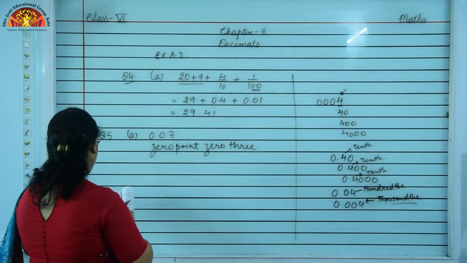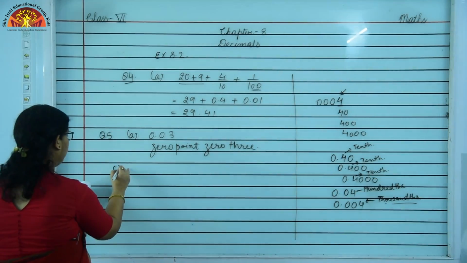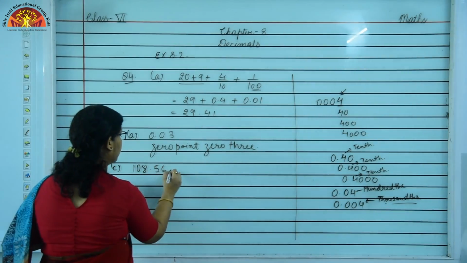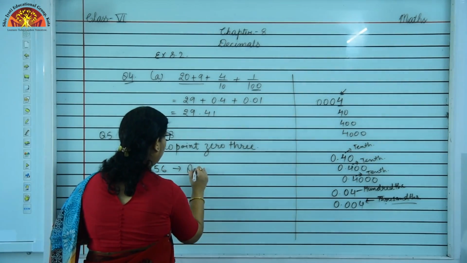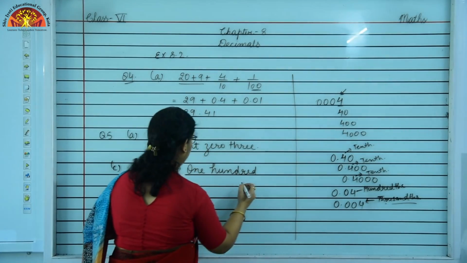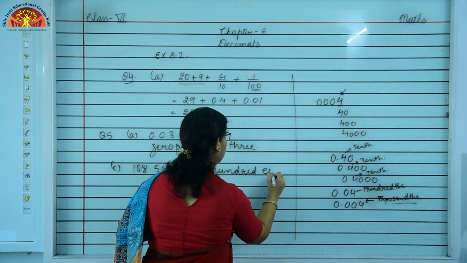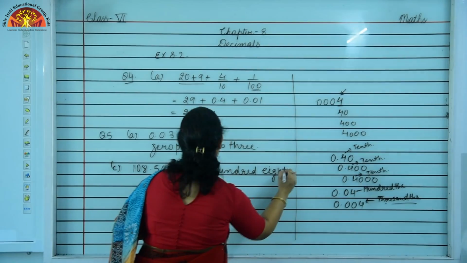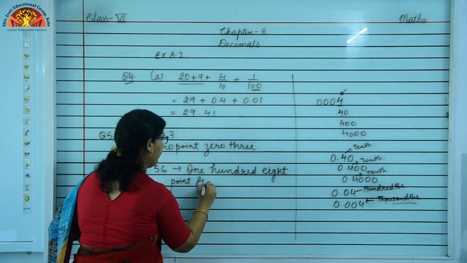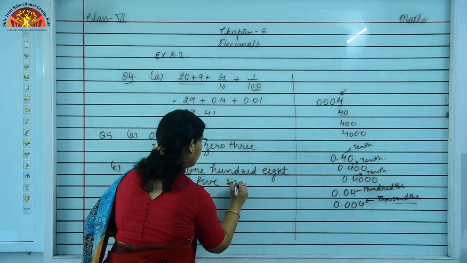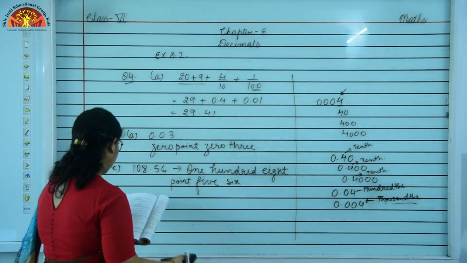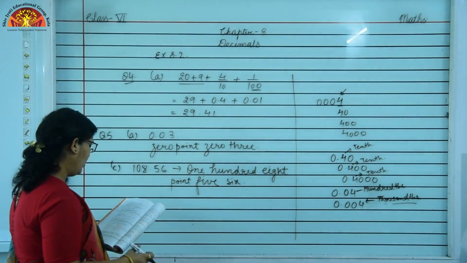Understood? Next is C part 108.56. Now how we write 108.56. Understood? Now question number 7 is write as fraction in lowest term.